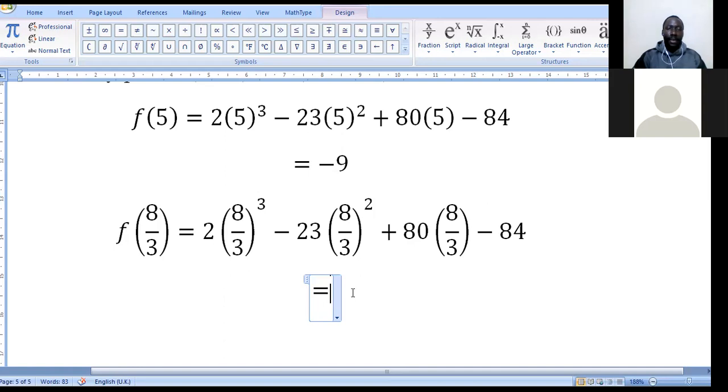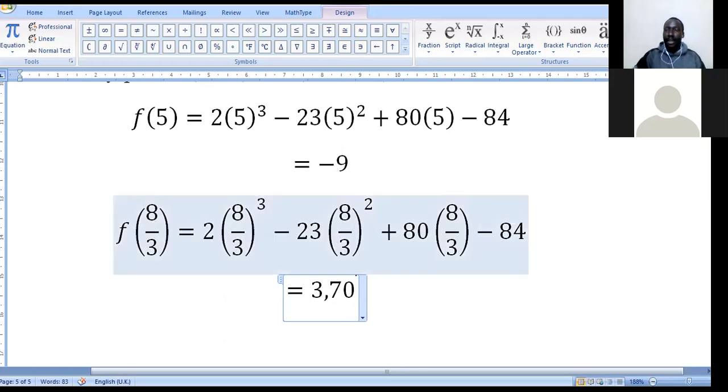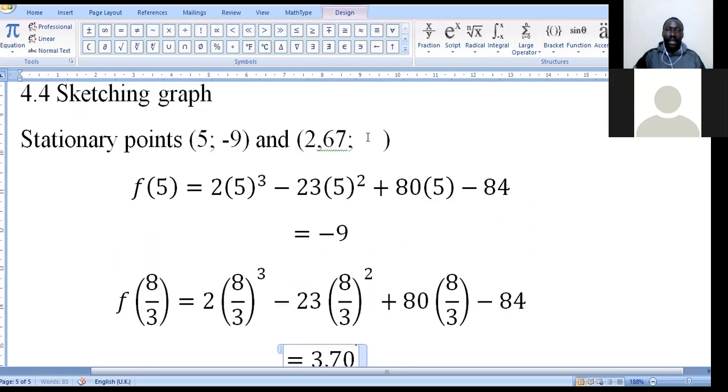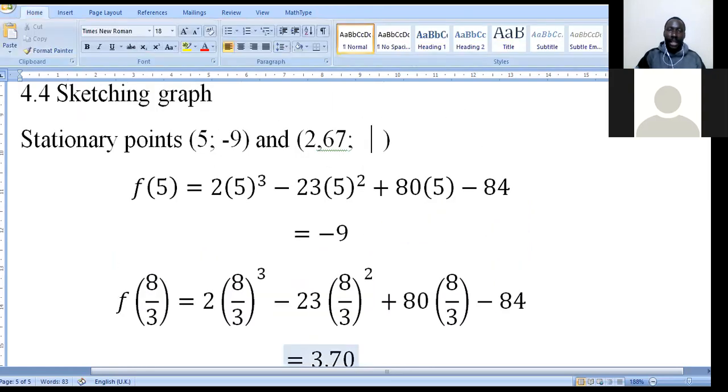I've got 3,770, you know, like that. Yeah, this is what I've got. Is that what you've got? Yeah, 3,70. This is true. This is good. So that is the value of f of 8/3. So we can go ahead to substitute it right here. This is 3,7. Put it there.